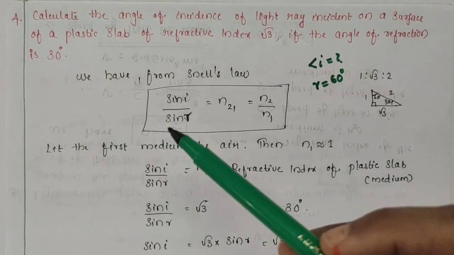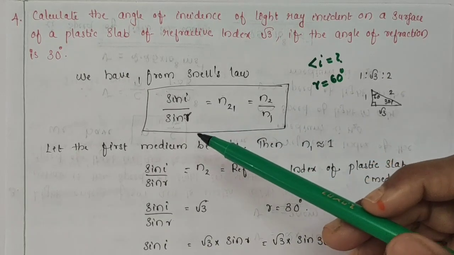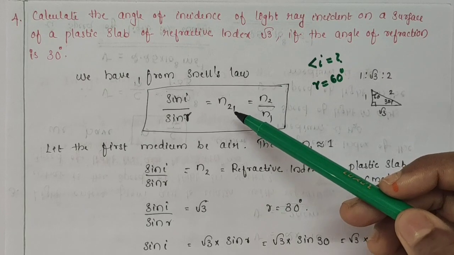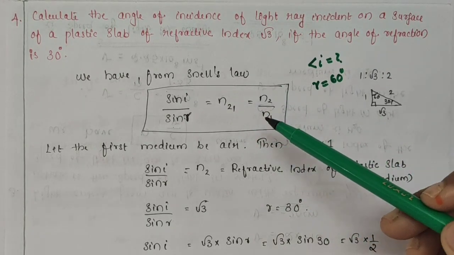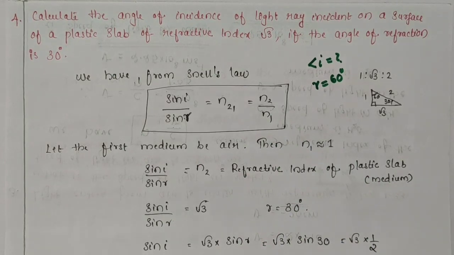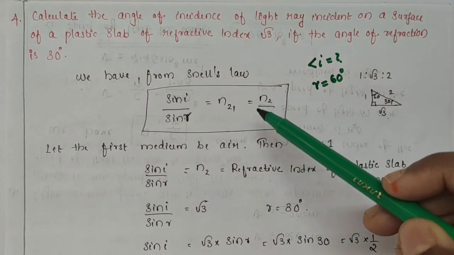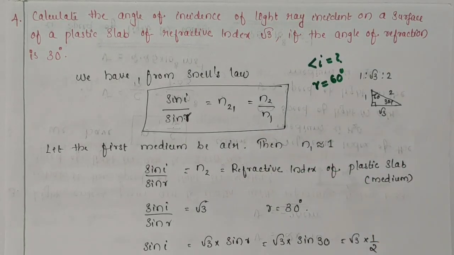So from Snell's law we have sin i by sin r equal to a constant. That constant is the refractive index of the second medium with respect to the first medium. That can also be written as n21 can also be written as n2 divided by n1. So here let the first medium be air. So this n1, refractive index of the first medium, can be approximated to 1.